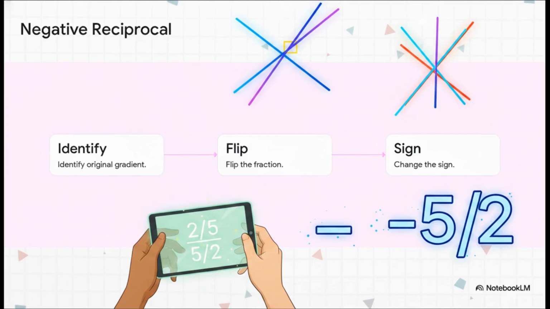Now, what's really interesting about this slide is how we level up to some advanced tactics for perpendicular lines. Remember, those are lines that cross at exactly a 90-degree angle. If you need the gradient of a perpendicular line, you use the negative reciprocal method. Step 1, identify your original gradient. Step 2, flip the fraction entirely. Step 3, change the sign.